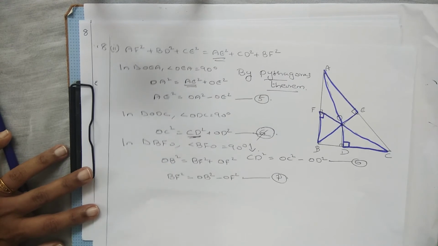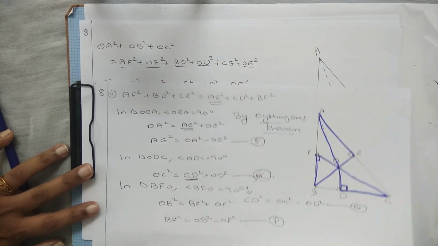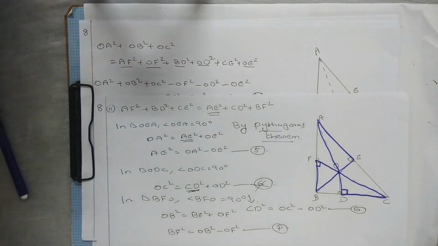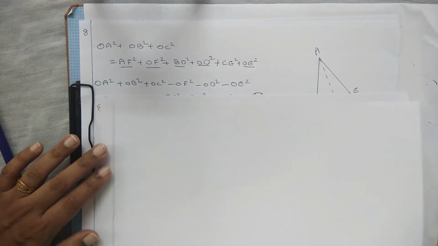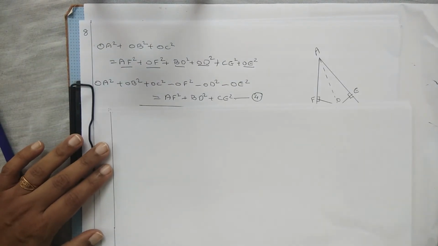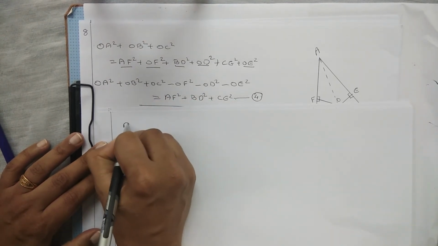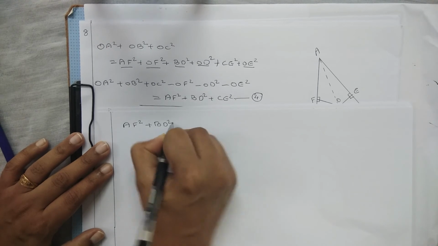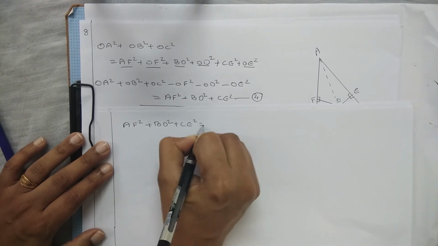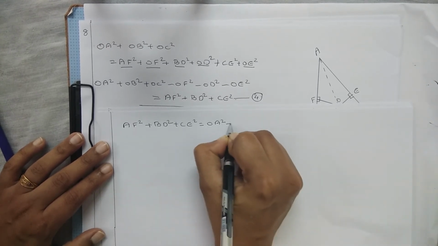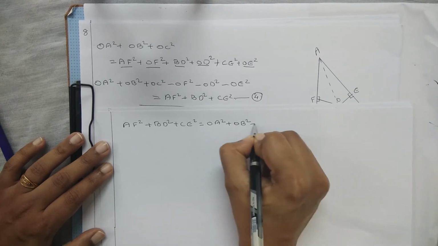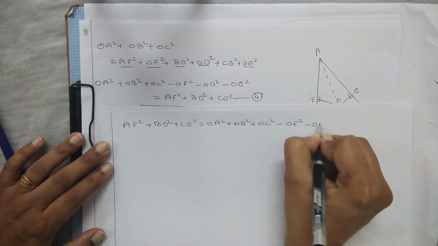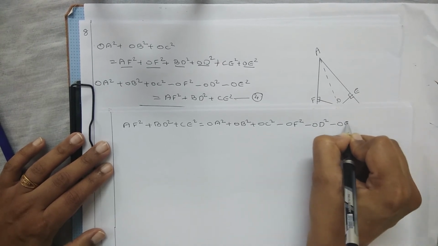Okay children, until here you understood, right? Now you take the result here. This result you have to write it. This result what you are getting here. This result I am writing first, right hand side, that is AF square plus BD square plus CE square is equal to OA square plus OB square plus OC square minus OF square minus OD square minus OE square.